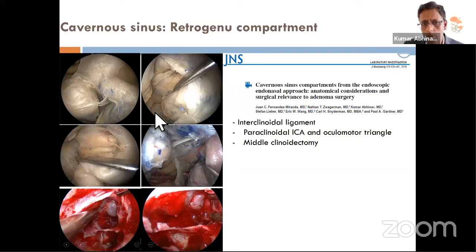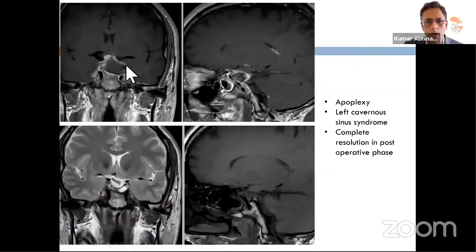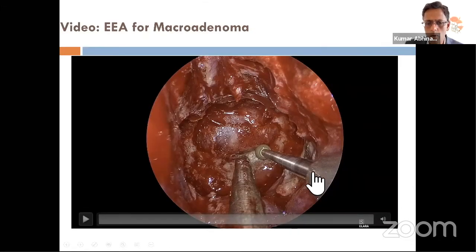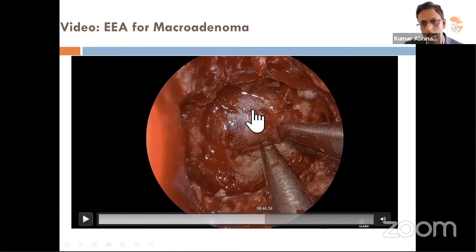And this is another one of the cases, from my first or second month in the job, where you see a chap presenting with full cavernous sinus syndrome, apoplexy, and post resection we were able to get a nice clearance of the disease. I'll run this video very fast forward. Again, it's a more expanded approach, trying to get right next to the carotid and clean this out fully rather than leaving any residual disease behind.